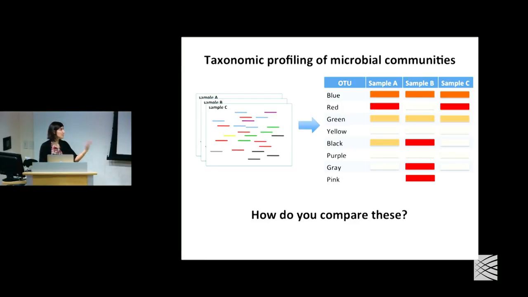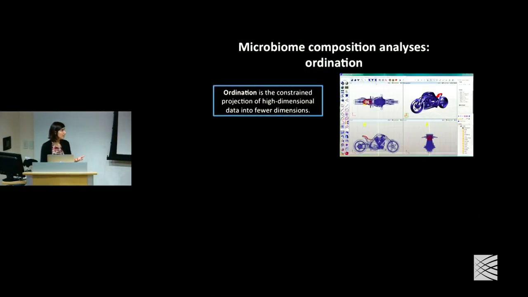So we can look at heat maps, but another common way that we use to look at microbiome data is ordination plots. And so the way to think about these is they're a way to show multidimensional data in two-dimensional space, right? So just like we can visualize the different views of this motorcycle here, you can do the same thing with a microbial profile.